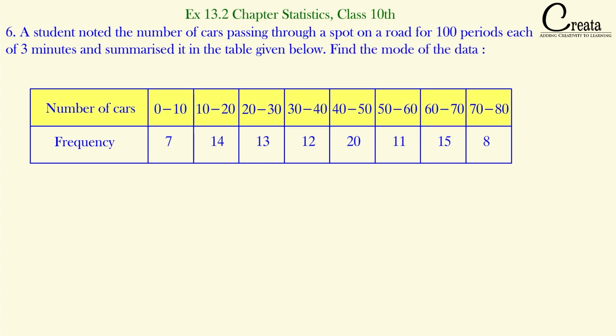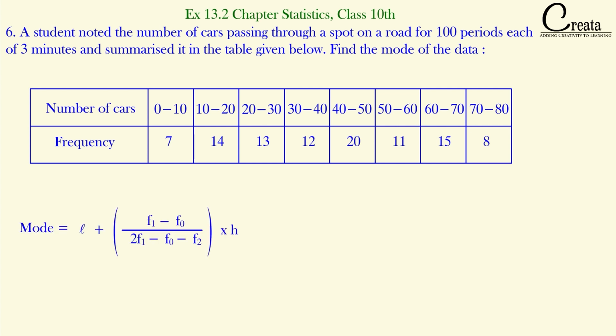If you observe, in the first row we have the number of cars, and in the second row we have the frequency. For example, if we talk about this column, in 7 periods, the range of cars that passed is between 0 to 10. In 14 periods, the range of cars that passed is 10 to 20. On the extreme right, in 8 periods, the number of cars passed is 70 to 80. Got it? This is the observation table and we have to find the mode of the given data.